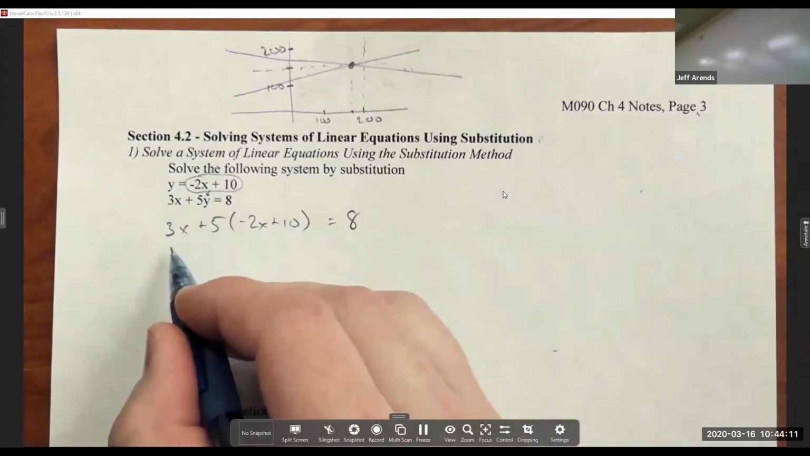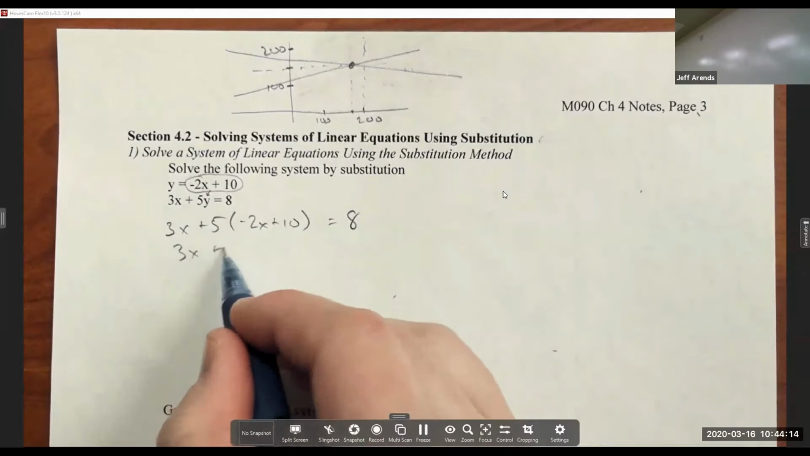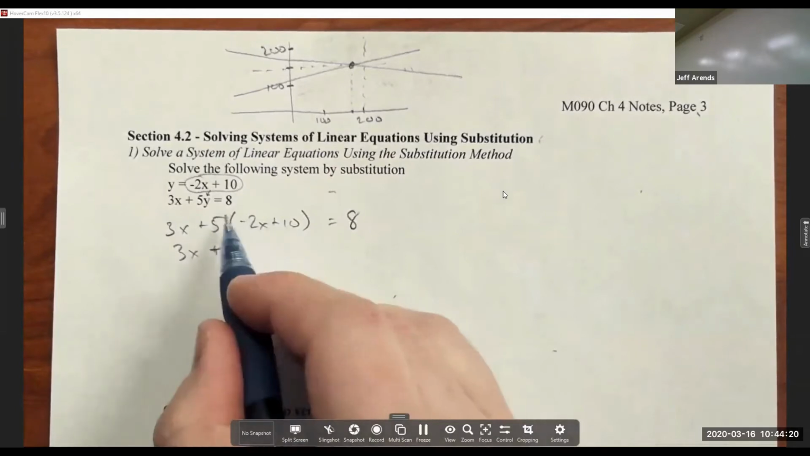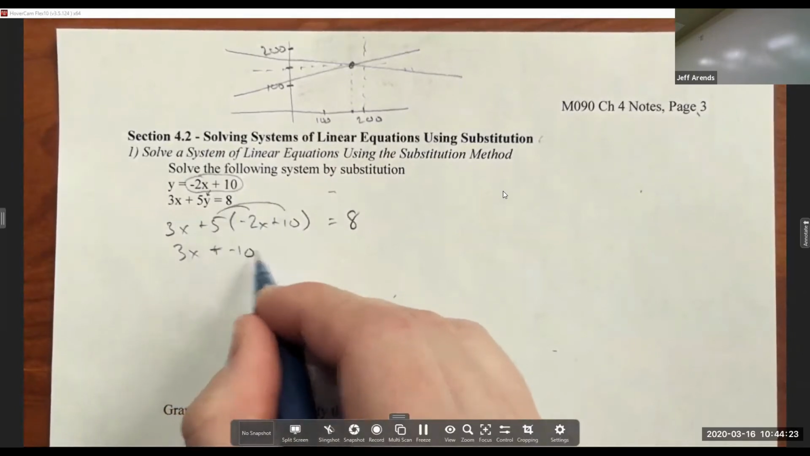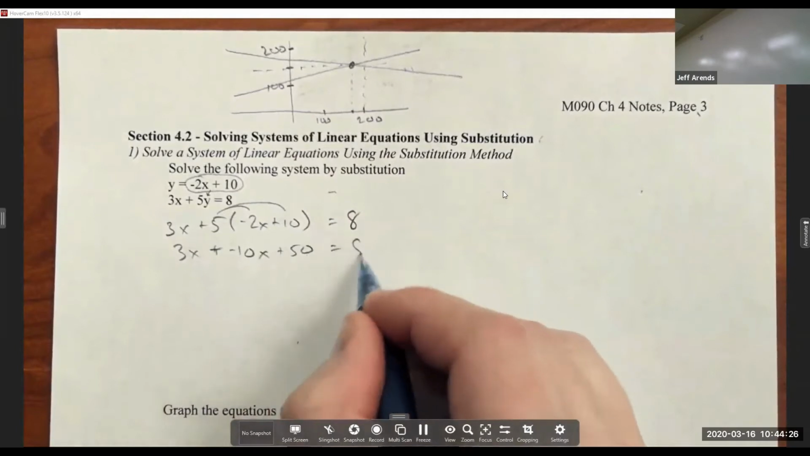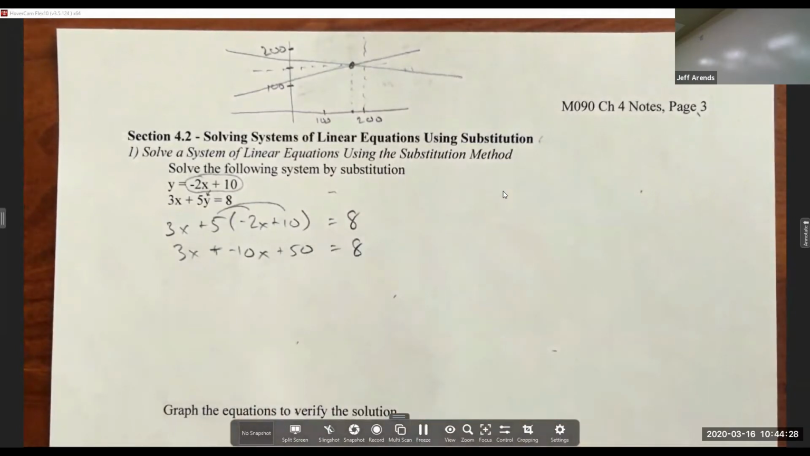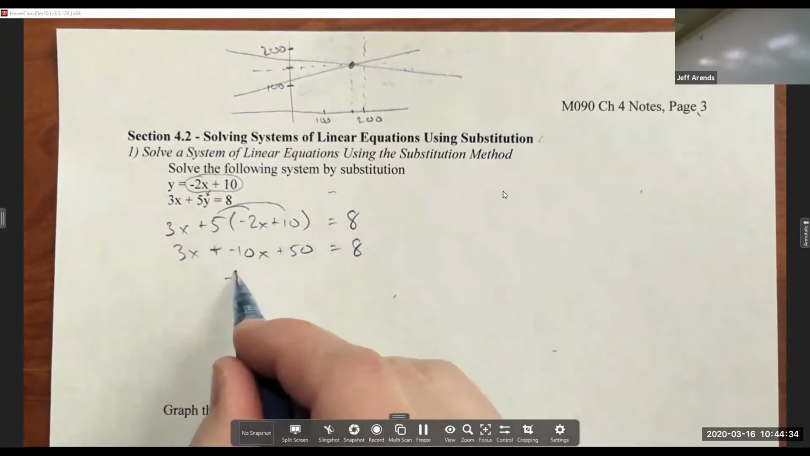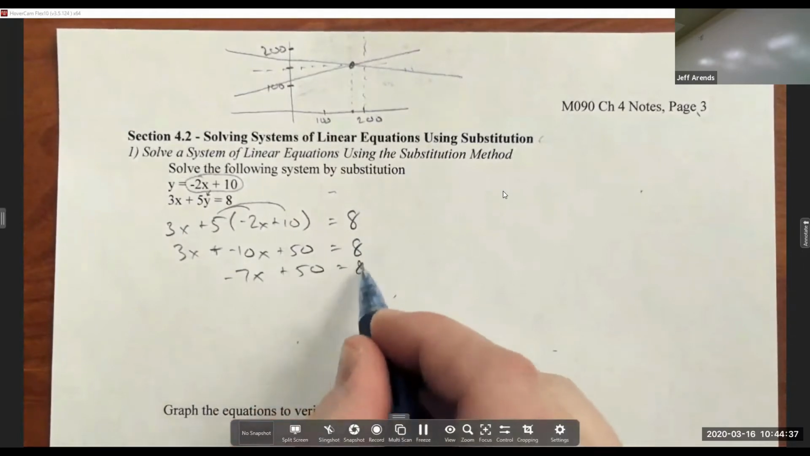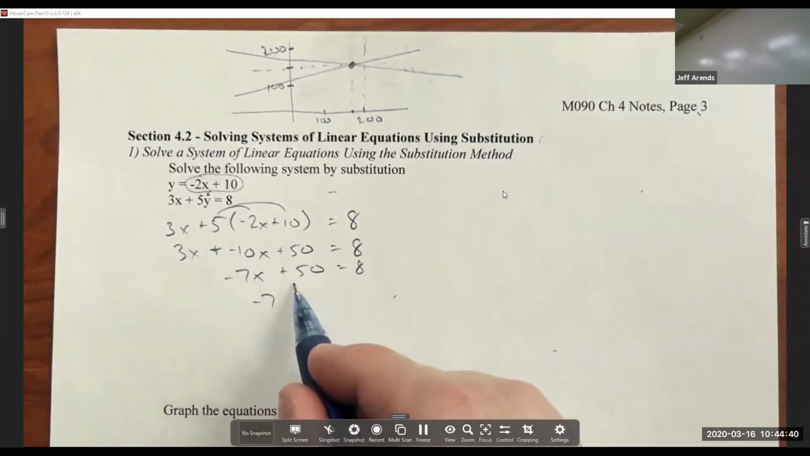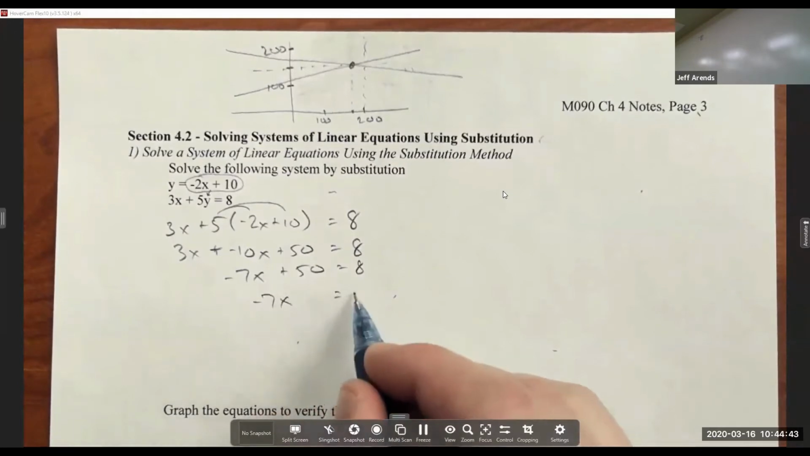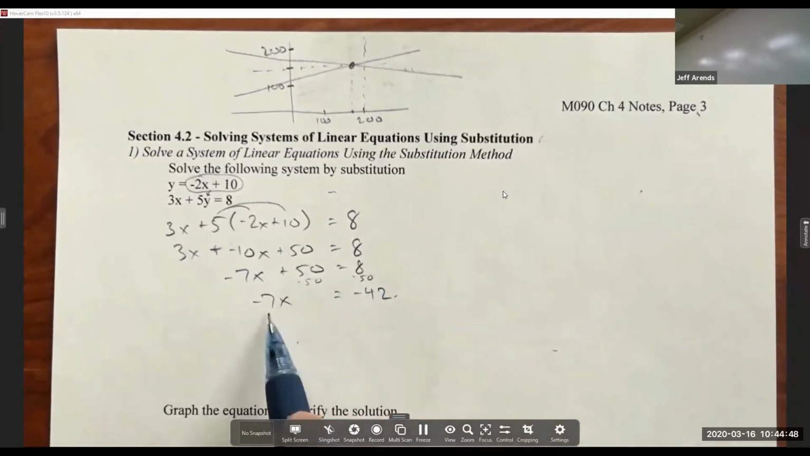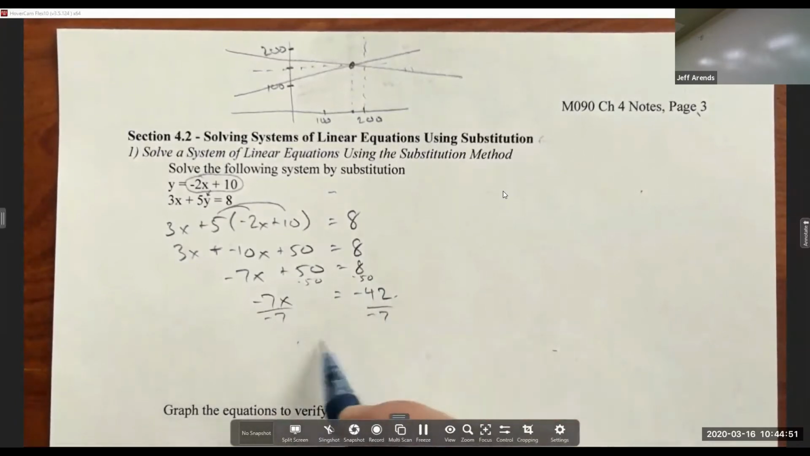So let's just do that. Let's see what happens when we solve this. We get 3x plus 5. Well, actually I should distribute, shouldn't I? This 5 out in front of the parentheses, I need to distribute through the parentheses. So I get negative 10x plus 50. And on the other side of the equation, the 8 is just sitting there by itself. I can combine like terms. That 3x and the negative 10x combine to give me a negative 7x. And when I subtract 50 from both sides, I get negative 7x equals negative 42. And when I divide both sides by negative 7, this gives me x equals 6.